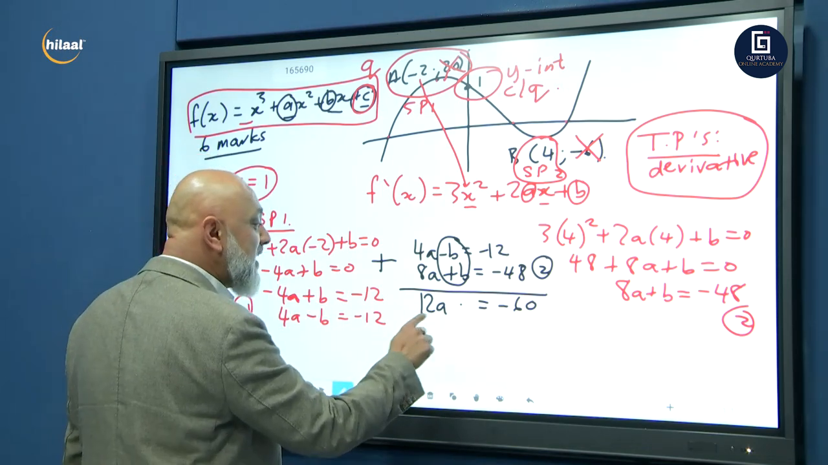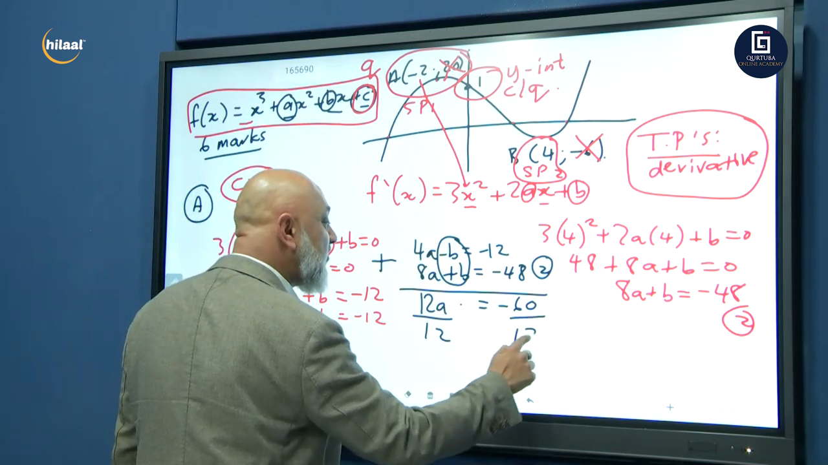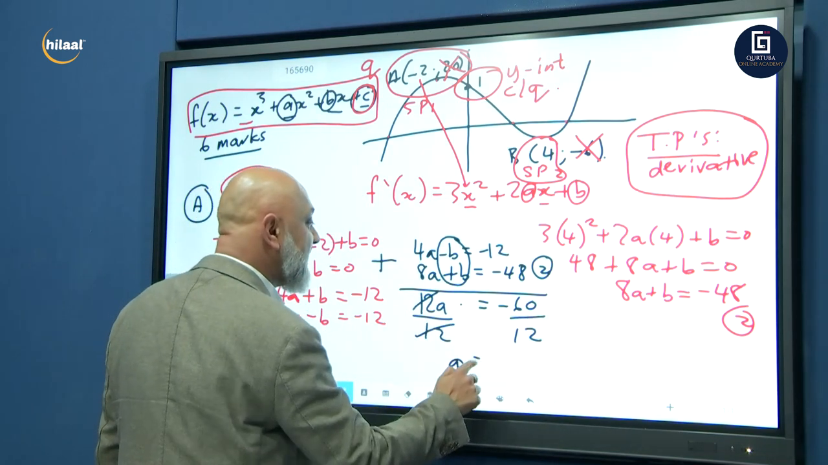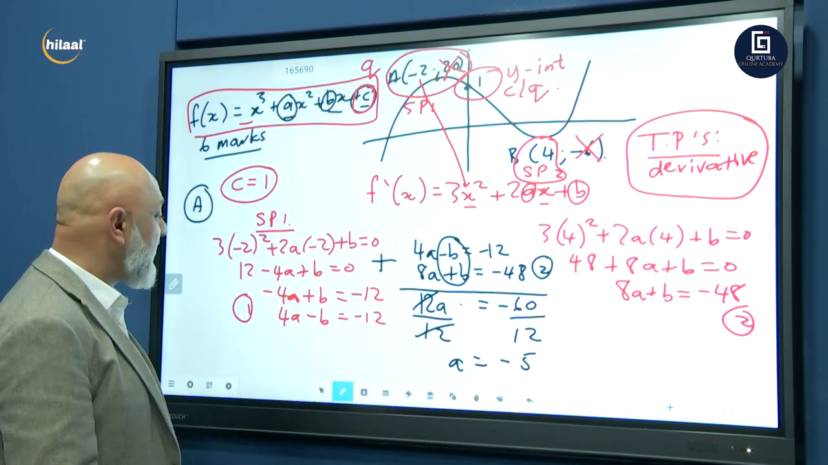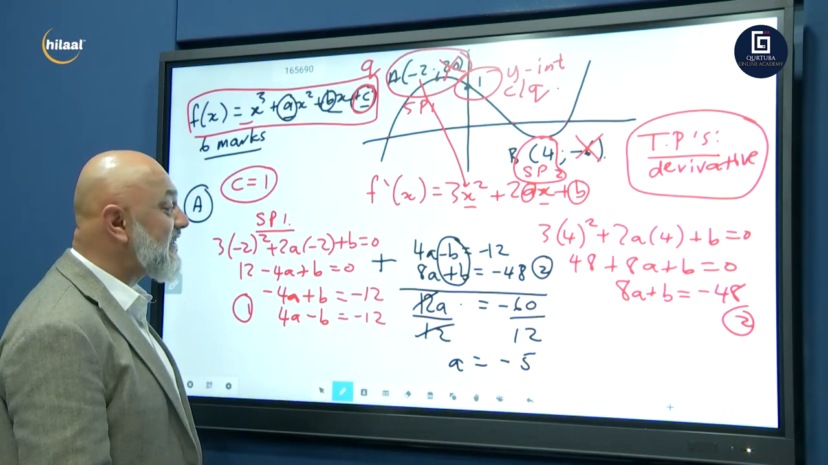Right, so divide by 12. Perfect. A is equal to negative 60 divided by 12, which is 5. So a is equal to minus 5. Works like a charm.